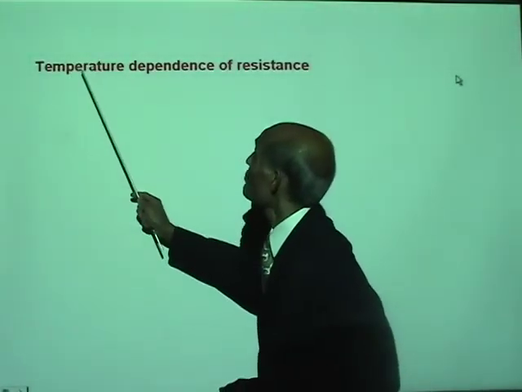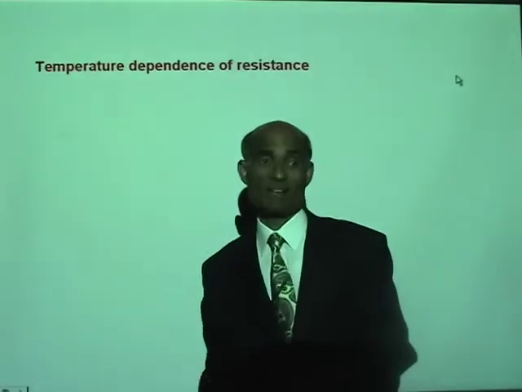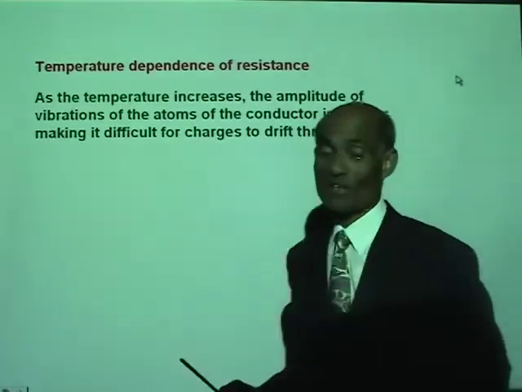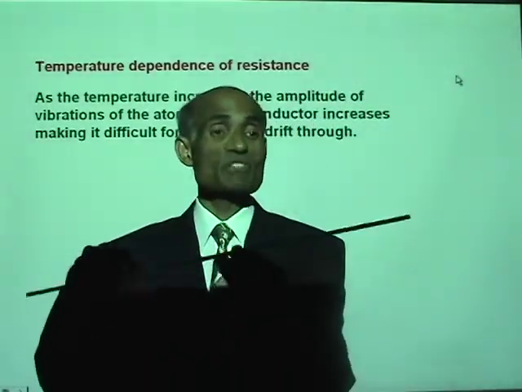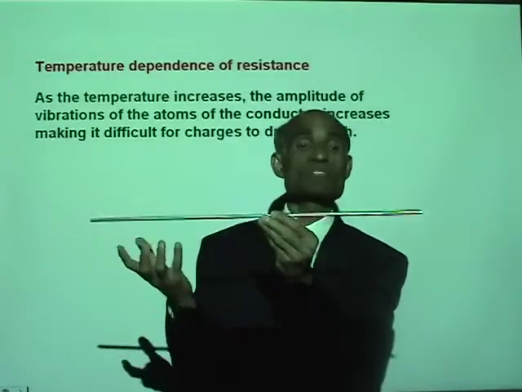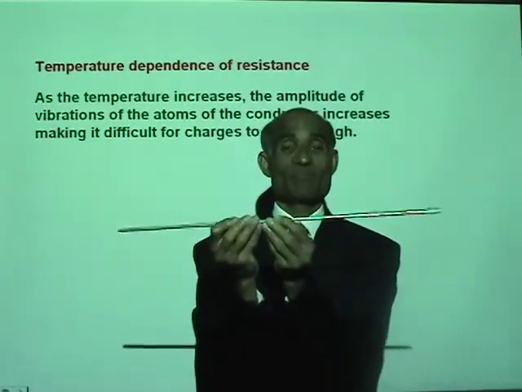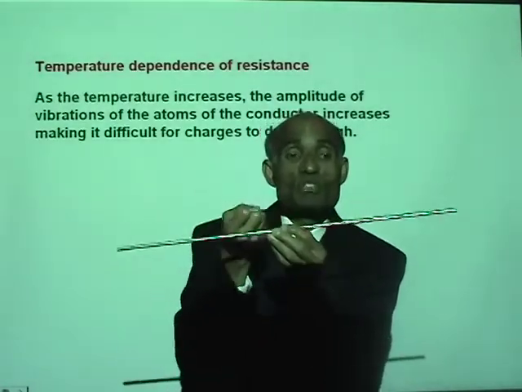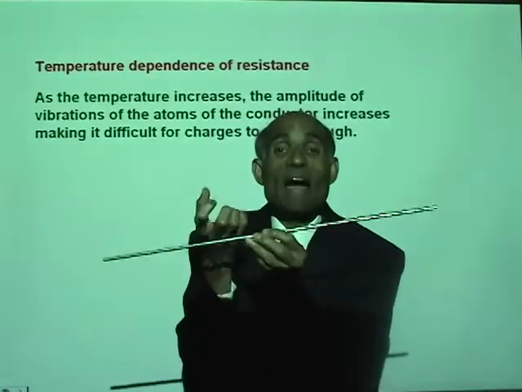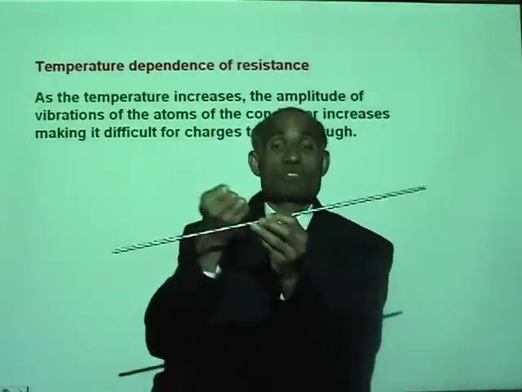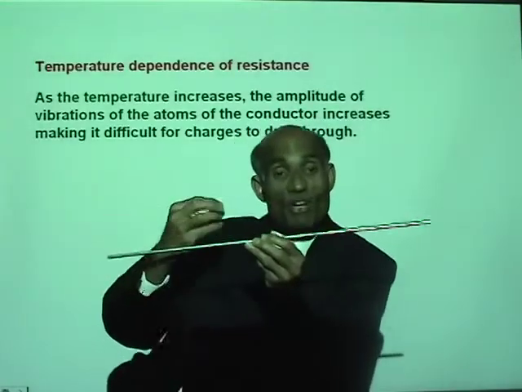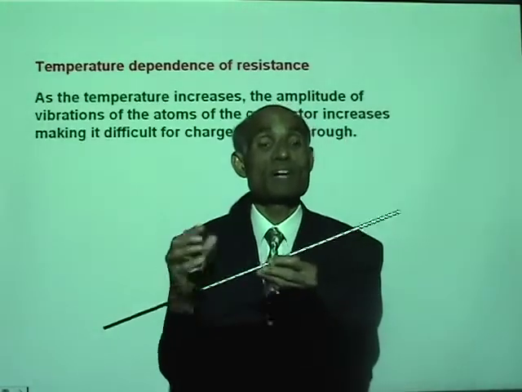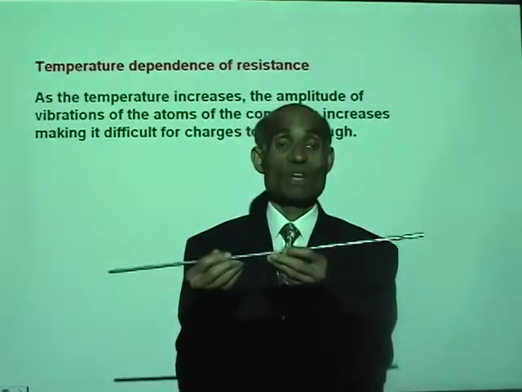Now, how does the resistance depend on temperature? Temperature dependence of resistance. If you increase the temperature of this conductor, will its resistance increase or decrease? What happens is, when you heat an object, the atoms and molecules will move at random with larger amplitude, and that will make it difficult for electric charges to drift through them. That means if you increase the temperature, the resistance also will increase.